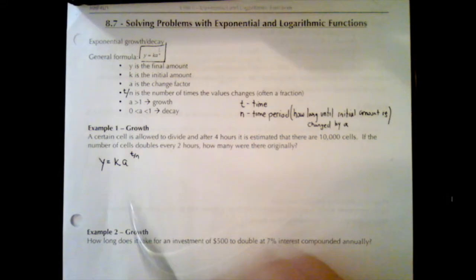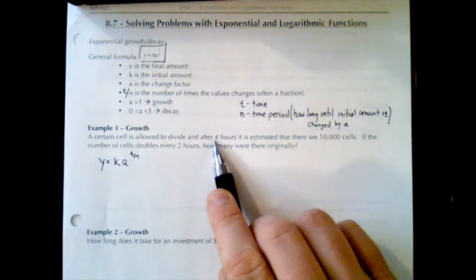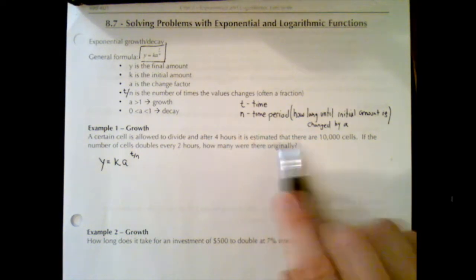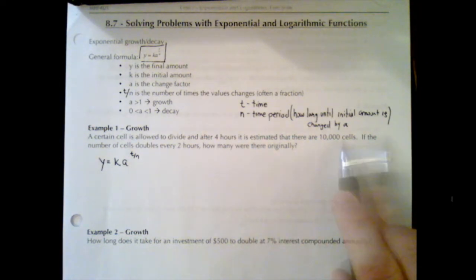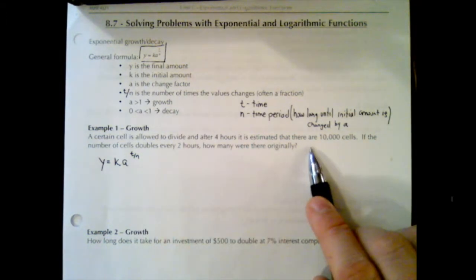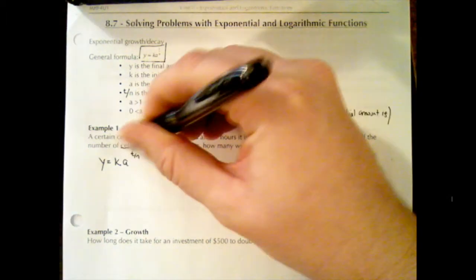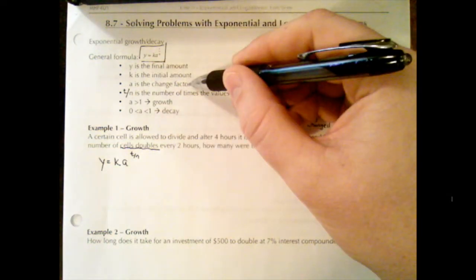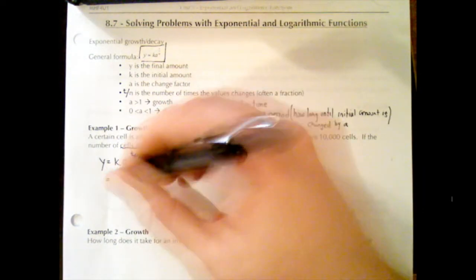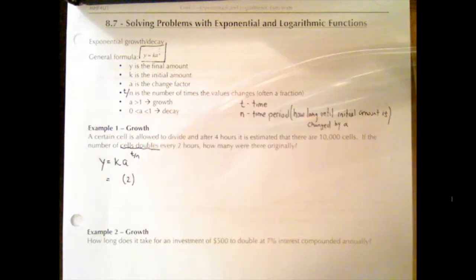So it says a certain cell is allowed to divide after 4 hours. It is estimated that there are 10,000 cells. If the number of cells doubles every 2 hours, how many cells were there originally? So what information do we have here? Well, we know that the cell amount doubles, and doubling would be our change factor. We're doubling, and doubling means we're multiplying by 2. So A, our change factor, is 2.